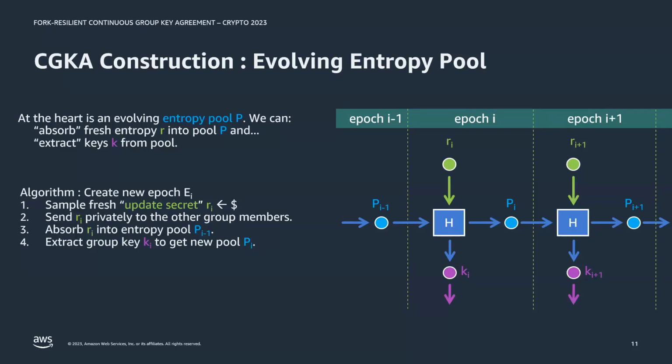You're in epoch I minus 1. You want to construct a new epoch. So what do you do? You sample some fresh randomness R, you distribute it privately to the group, and now everybody in the group is going to absorb it into the old entropy pool, extract out a new group key, and a new state. All right, so far so good.